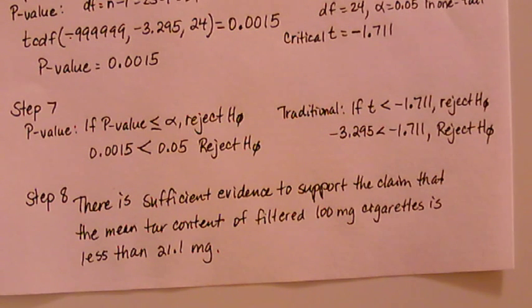Okay. And what do the results suggest, if any, about the effectiveness of the filters? It suggests that the filters are effective. Because if there's evidence to support that claim, that the mean tar content in filtered 100 millimeter cigarettes is less than 21.1 milligrams, then those filters had to be effective.